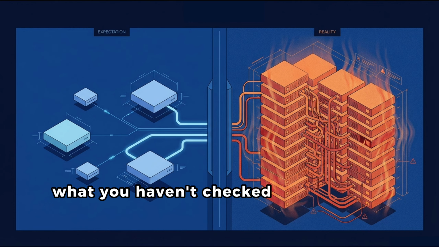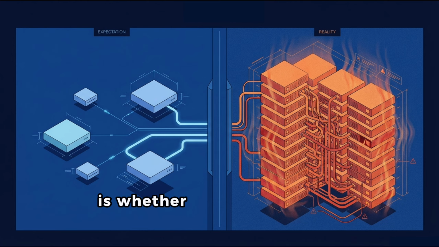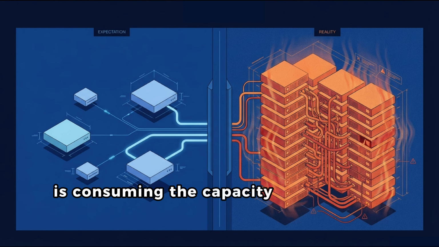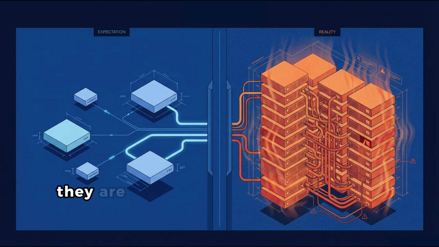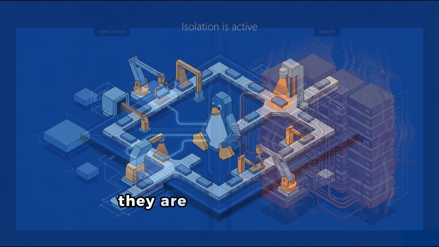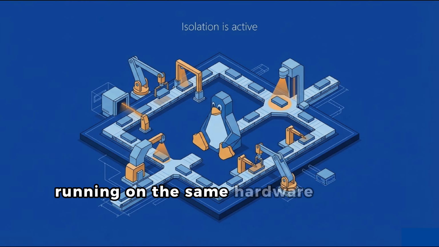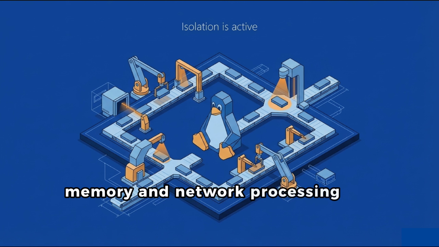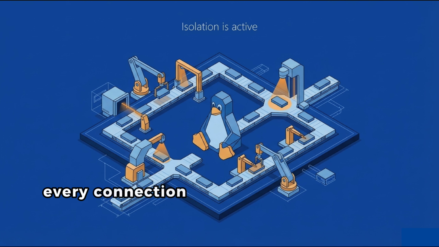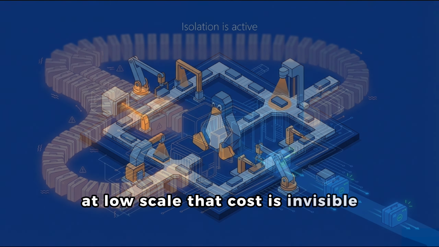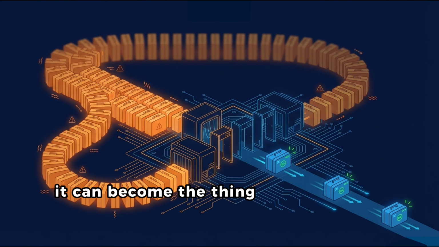What you haven't checked, what almost nobody checks, is whether the infrastructure keeping your workloads separated from each other is consuming the capacity you thought you were adding. Because isolation mechanisms are not passive. They are not walls that sit there doing nothing while your traffic flows past them. They are active software, running on the same hardware as your workload, consuming CPU, memory, and network processing for every packet, every connection, every process boundary they enforce. At low scale, that cost is invisible. At high scale, it can become the thing that's slowing you down.